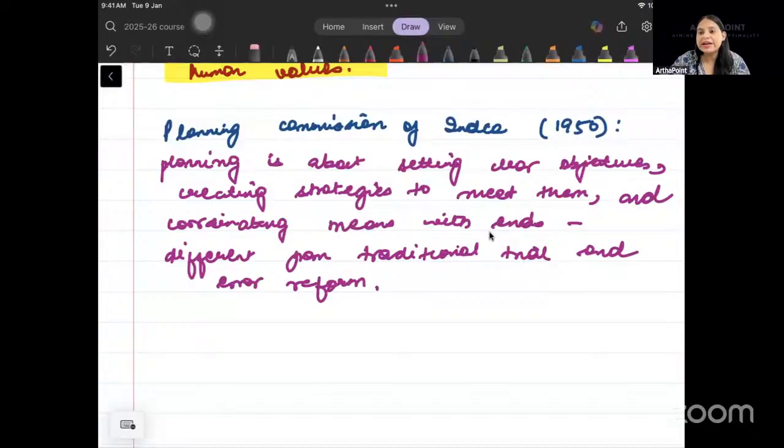Now under the planning commission, when we do planning, planning is about setting clear objectives. So you have told beforehand that we want to achieve real GDP growth of this much percentage. We want to achieve inflation rate at this much amount. We want to achieve so and so thing at this much amount. So you have set a clear objective. Creating strategies to achieve them. Once the objective is set, then you will create a strategy to achieve that objective.